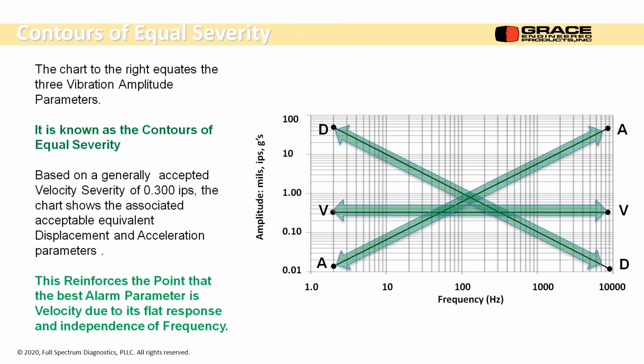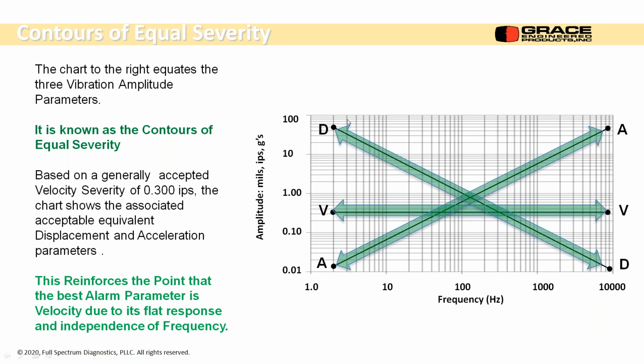This is what's called a contours of equal severity chart. We show velocity, we show relative displacement to that velocity, and we show relative acceleration to that velocity. We can choose any parameter we want, but when it all comes down to it, if I have a point that's right there that's 10 mils, I have to know what frequency it is. And if it's at 10 hertz, then I can calculate an equivalent velocity and see if I'm above or below that line.